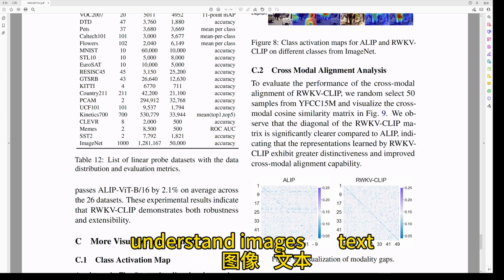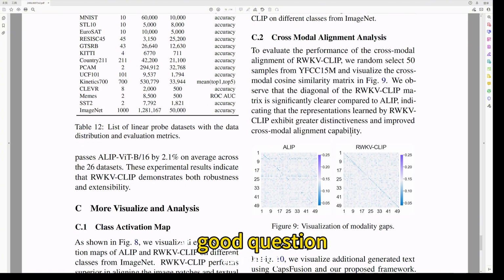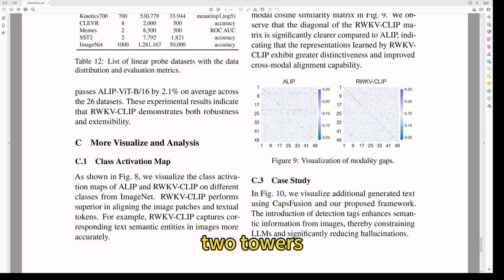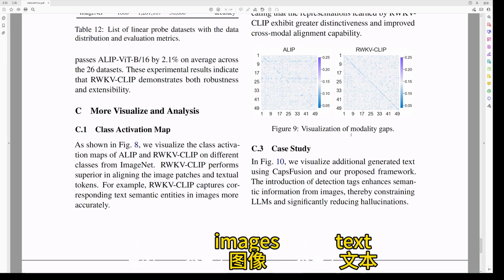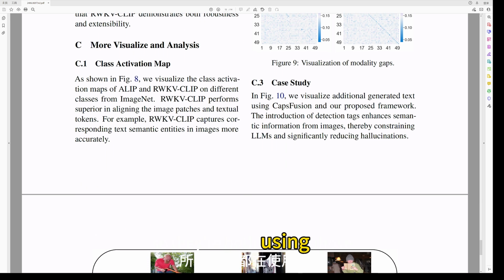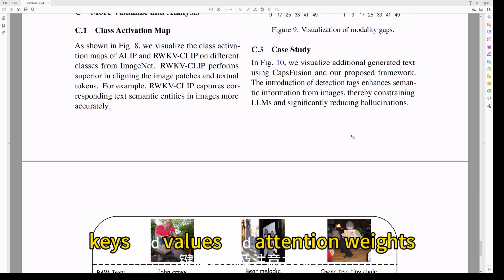RWKV-CLIP understand images and text? Good question. It uses a two-tower architecture. Two towers? Yep, one for images, one for text. And here's the key. Both towers use the RWKV architecture. So they're both using those keys and values and attention weights.